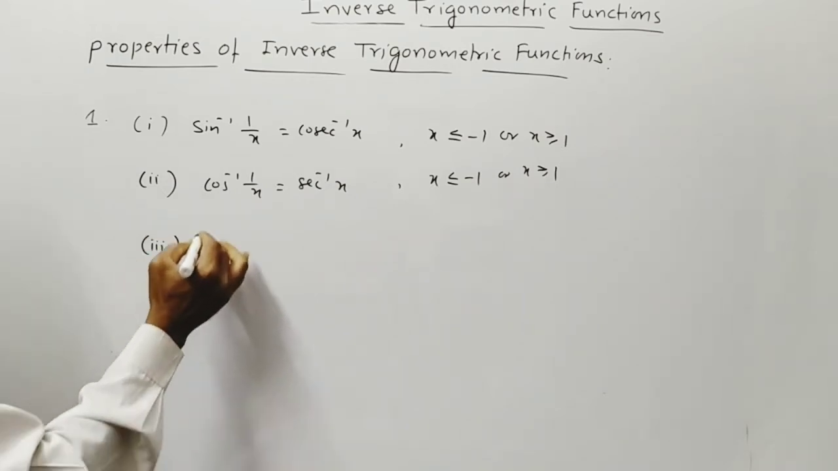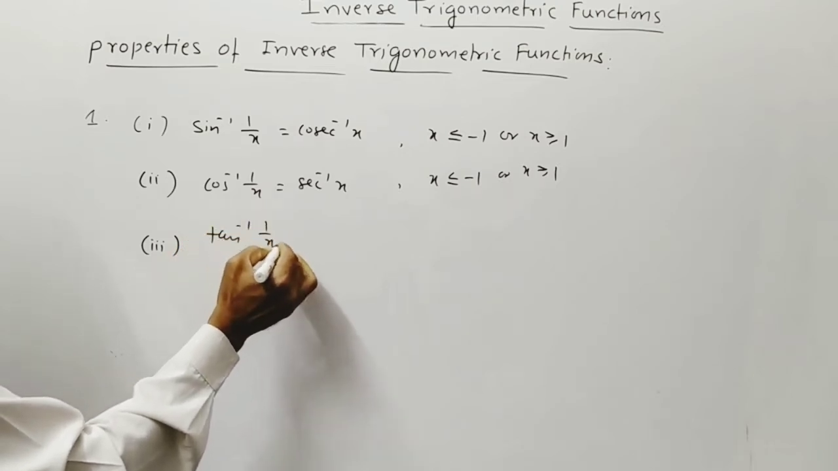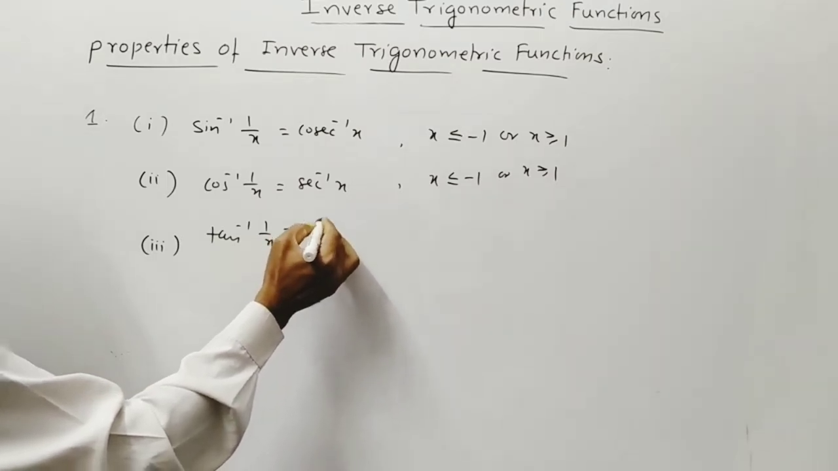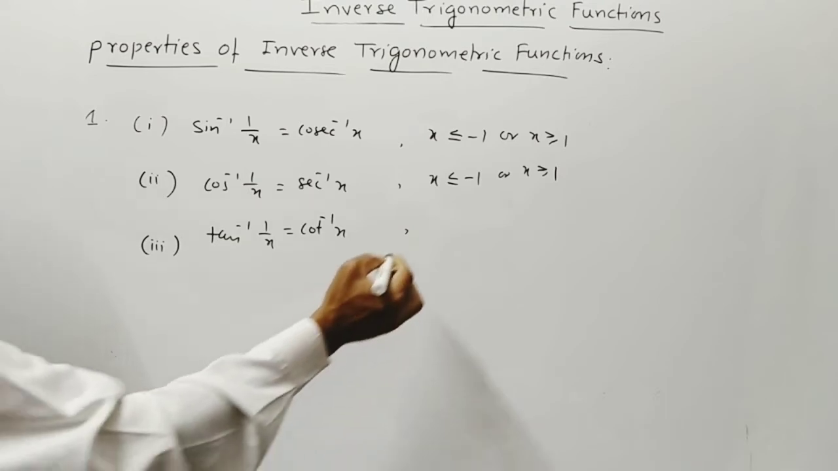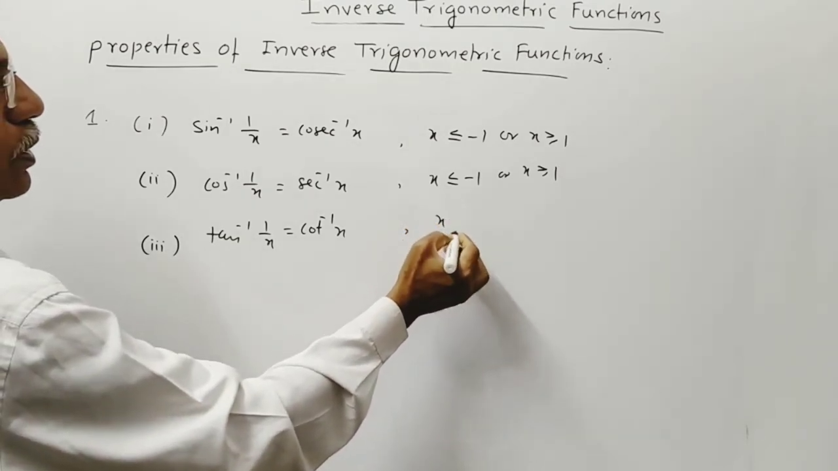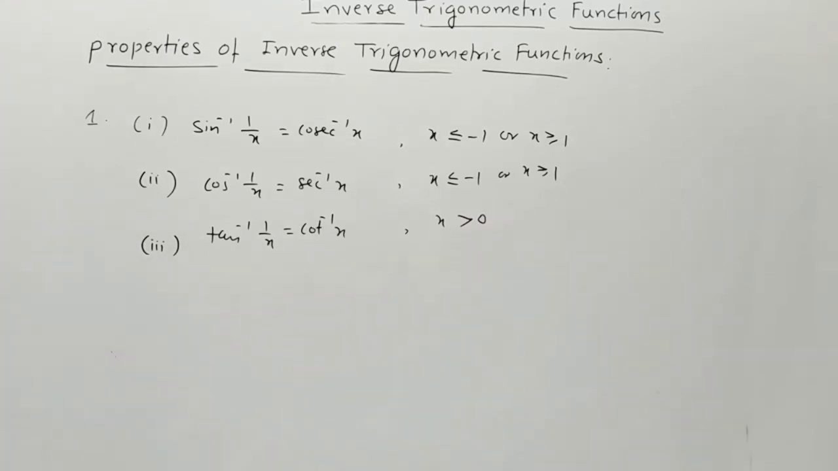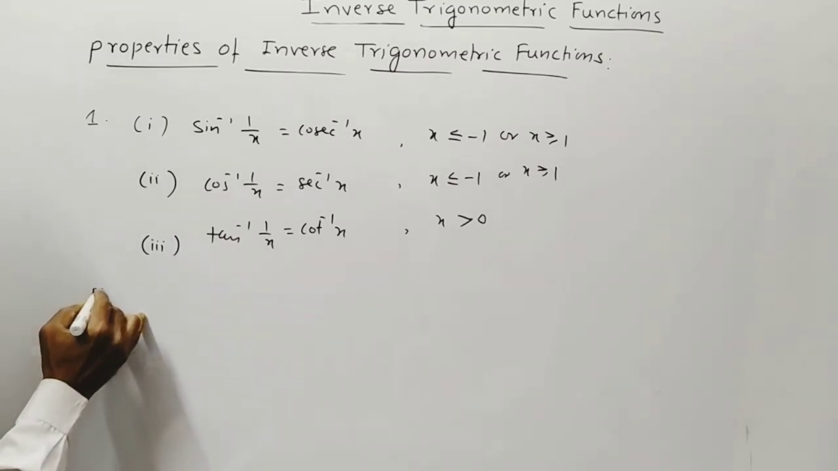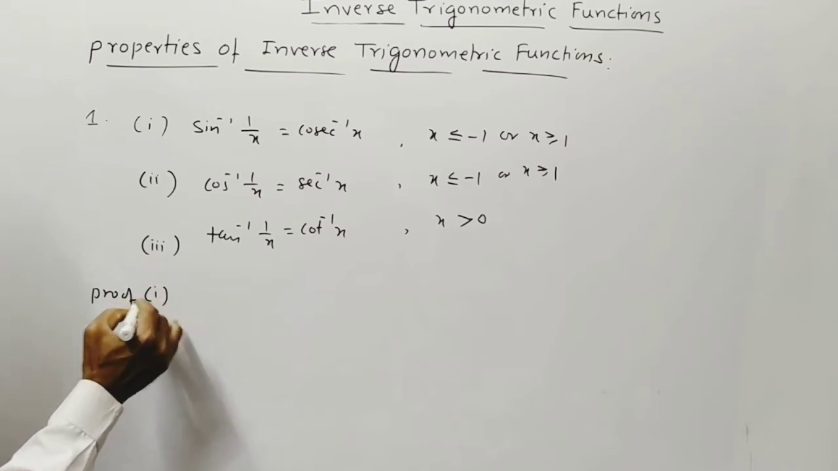Third one, tan inverse of 1 by x is equal to cot inverse of x when x is positive. Let us have proof of first one.